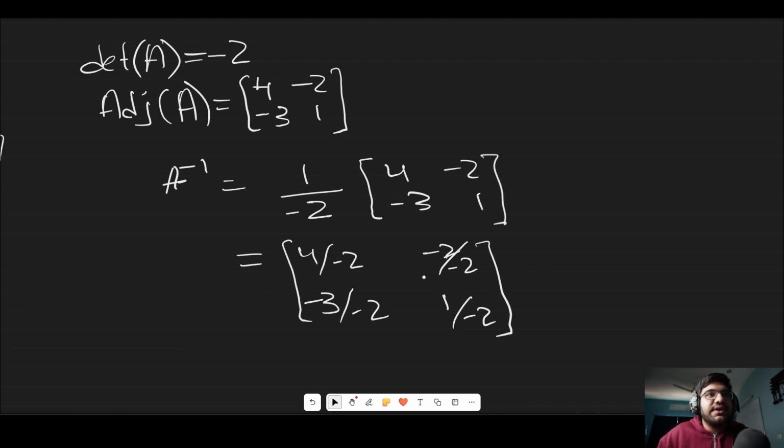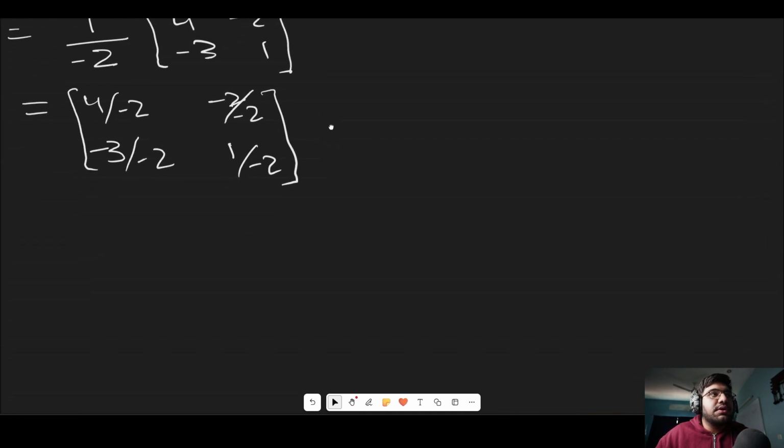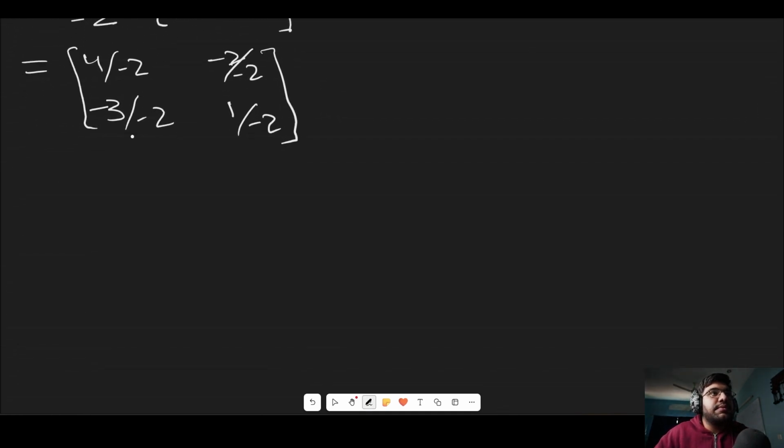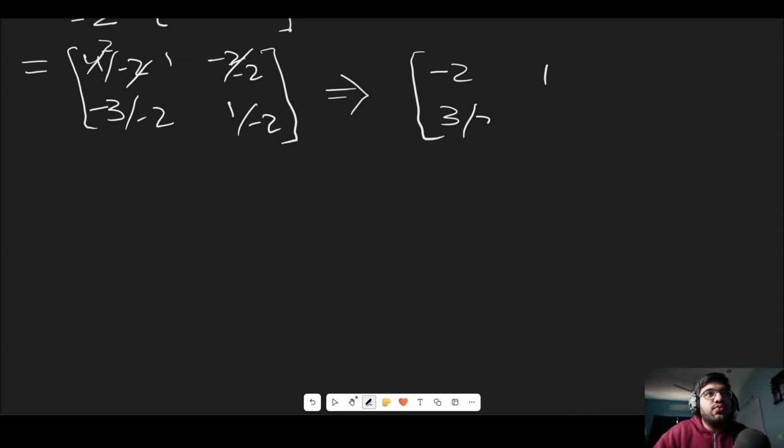We can further simplify this. Let's do it. This would become minus 2, 1, 3 by 2 and minus 1 by 2. Minus 1 by 2, okay? So this is basically A inverse, okay? So this is the A inverse, and this is how you would take the inverse of the matrix.